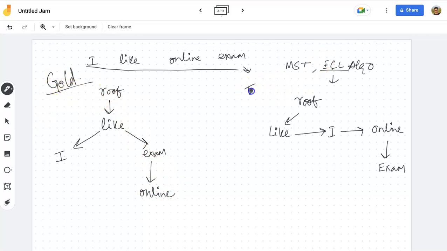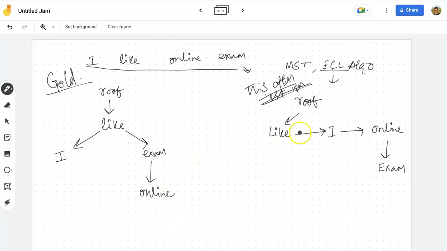So this is after the first iteration. They have given this thing, and this is the gold thing. You can deduce the gold thing because you know the root is the verb, and this is the subject of this root, this is the object of this root, and this online part is just a modifier for this exam. So this is the gold.